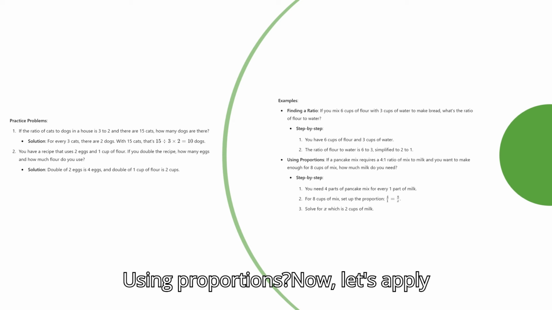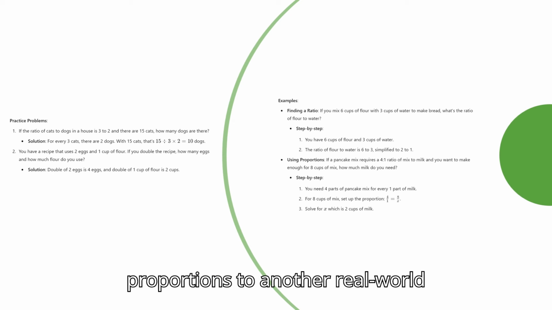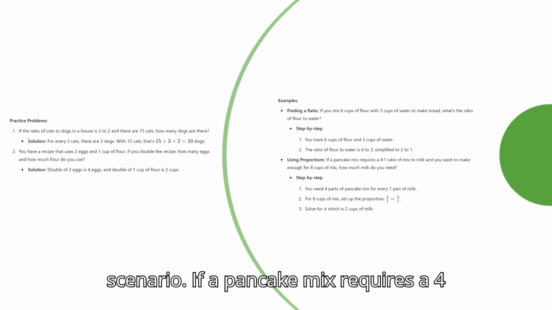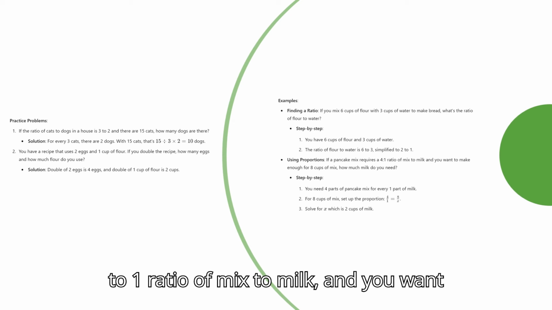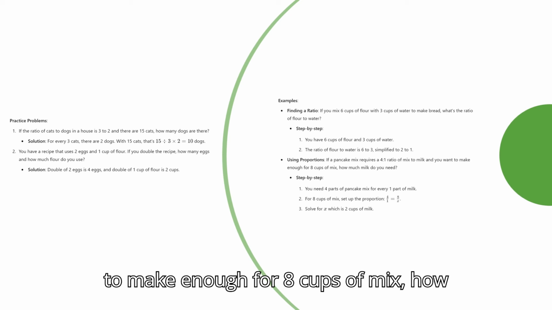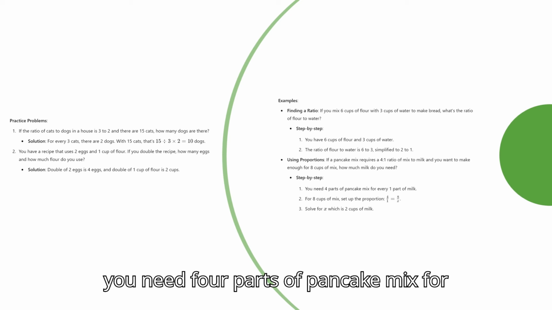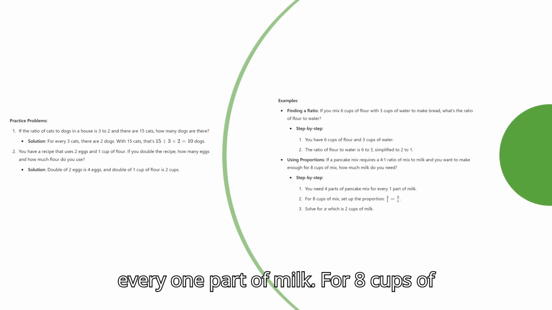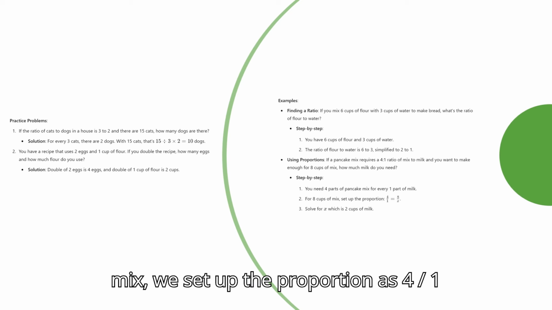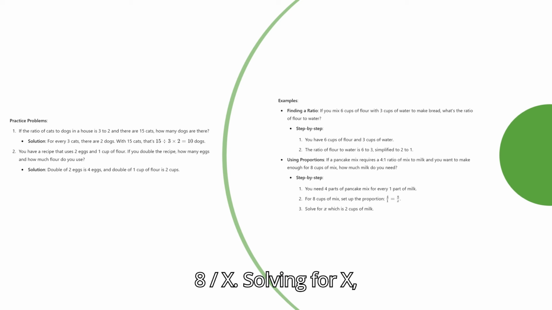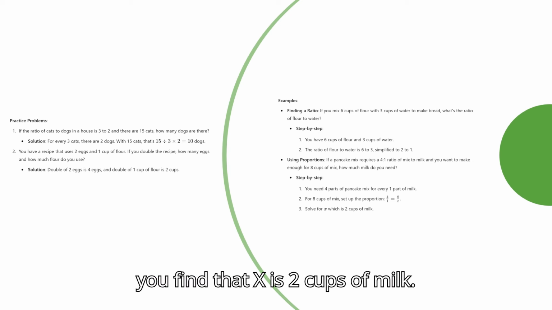Using proportions. Now, let's apply proportions to another real-world scenario. If a pancake mix requires a 4 to 1 ratio of mix to milk, and you want to make enough for 8 cups of mix, how much milk do you need? Step by step. You need 4 parts of pancake mix for every 1 part of milk. For 8 cups of mix, we set up the proportion as 4 divided by 1 equals 8 divided by x. Solving for x, you find that x is 2 cups of milk.